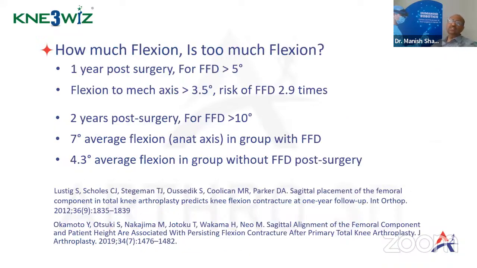How much flexion is too much flexion? In a 1 year post-surgery, more than 5 degrees of FFD was predicted when the flexion was more than 3.5 degrees to the mechanical axis. The risk of a fixed flexion deformity increases 2.9 times. So as we can see from here, the range is very narrow. One needs to ensure that we are fairly flush with the anterior cortical line to prevent too much of flexion.